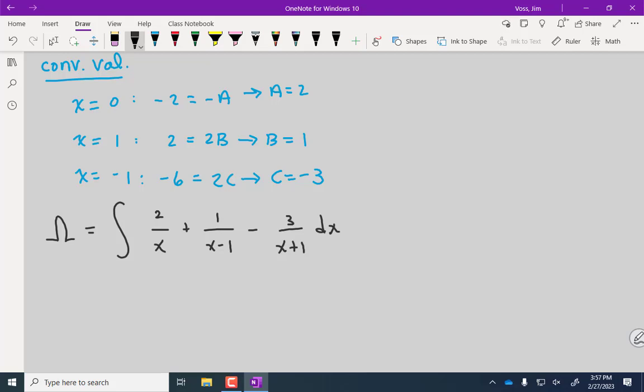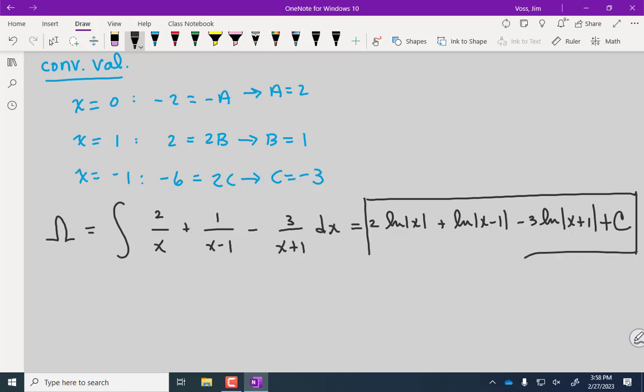So now it looks way easier, because it is. We can integrate term by term super easily. So this will be 2 natural log absolute value of x plus natural log of x minus 1 minus 3 times natural log absolute value of x plus 1 plus c. And you can see there's a lot of log properties. You could start combining things, but no bother. We'll stop there. It gets to be too tedious.